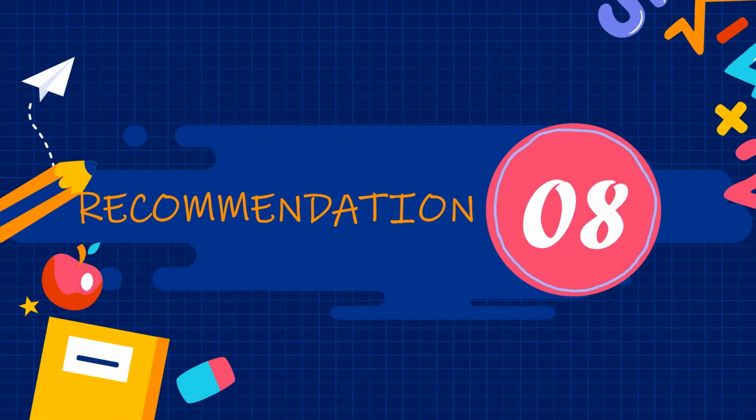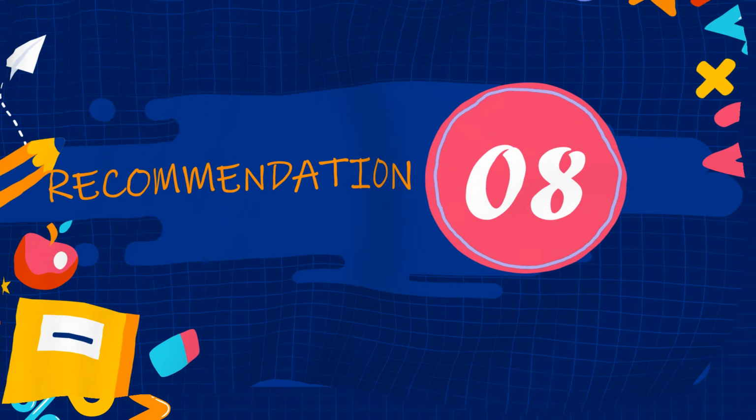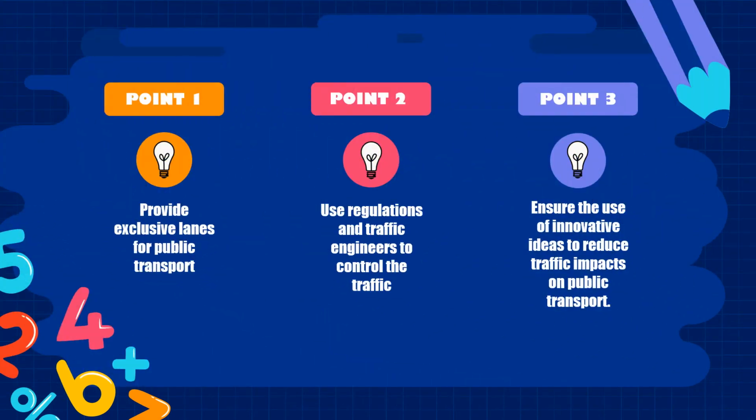Lastly, recommendation. To reduce the impact of traffic congestion and ensure the free flow of traffic in Simpang Empat, we make the following recommendations to stakeholders in Simpang Empat: provide exclusive lanes for public transport, use regulations and traffic engineers to control the traffic, and ensure the use of innovative ideas to reduce traffic impacts on public transport.